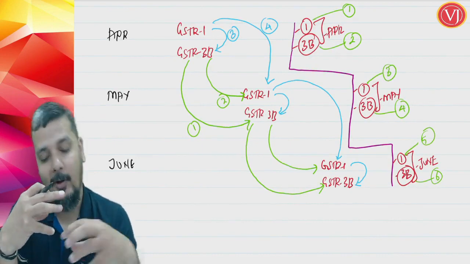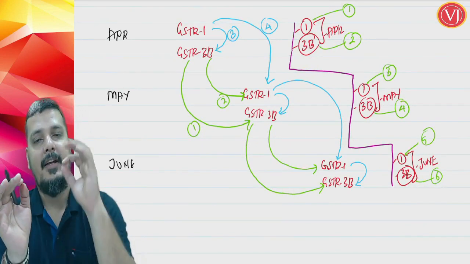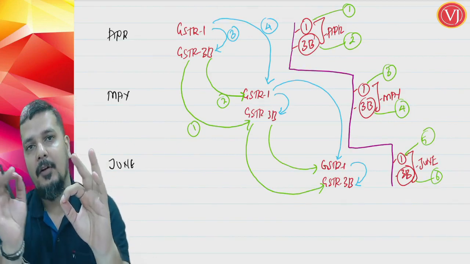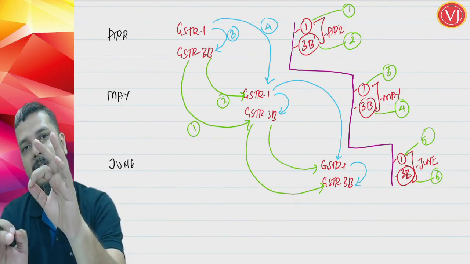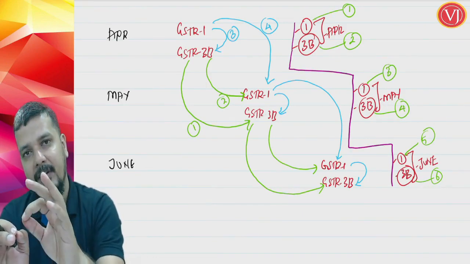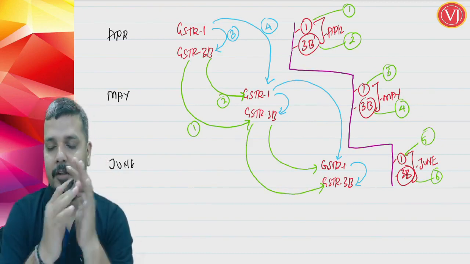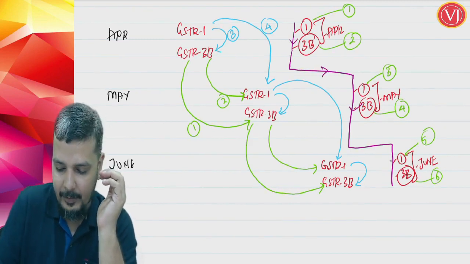If you read all the four restrictions together, the summary is very simple. Current month GSTR 1 will open current month GSTR 3B. Current month GSTR 3B will open next month GSTR 1. The next month GSTR 1 will open next month GSTR 3B. Only next month GSTR 3B will open the subsequent month GSTR 1. And so on and so forth. So the final answer is quite simple.